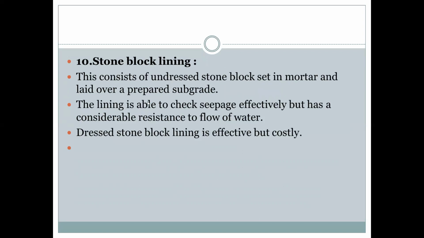The stone block lining. It consists of stone blocks set in mortar, and they are laid over a prepared subgrade. The stone blocks are laid on the subgrade and set in mortar. After laying the mortar, the stones are laid over it, and they are bonded together.